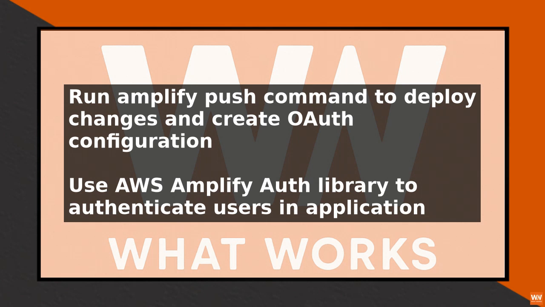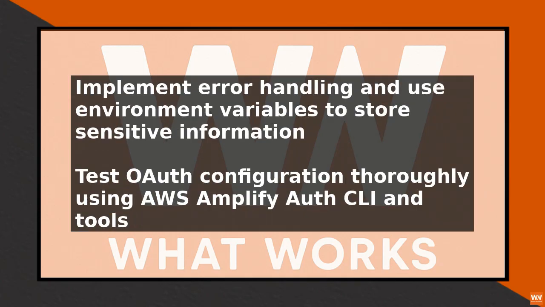Best practices for setting up AWS Amplify OAuth configuration include using environment variables to store sensitive information, such as client secrets, and implementing error handling to handle cases where the user denies access or the OAuth provider returns an error. Additionally, make sure to test the OAuth configuration thoroughly to ensure it is working as expected.